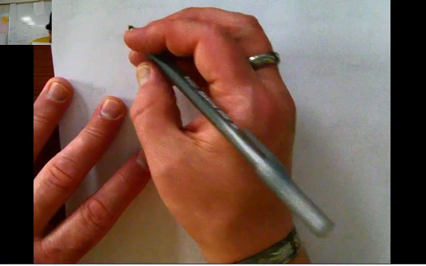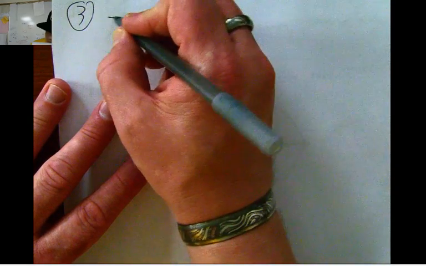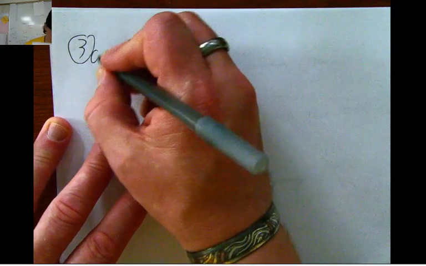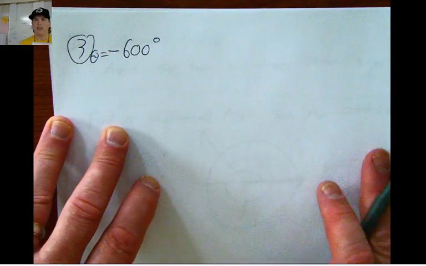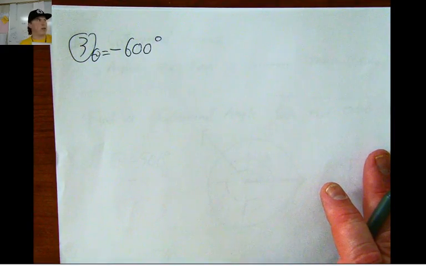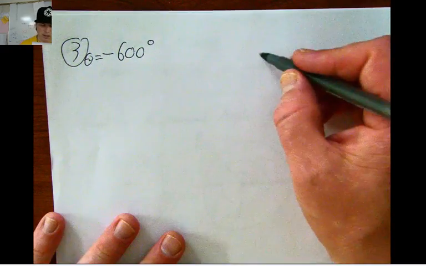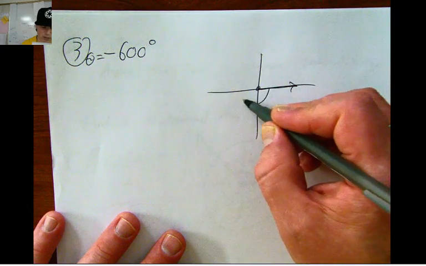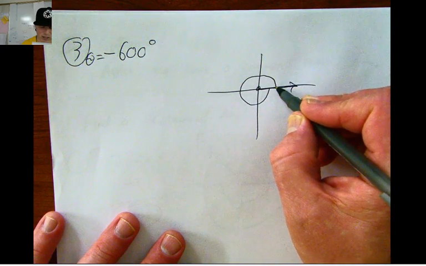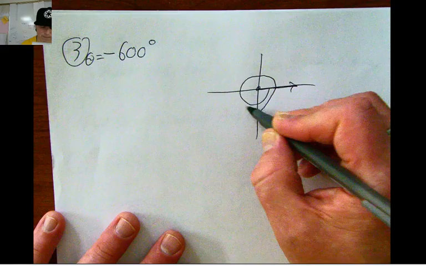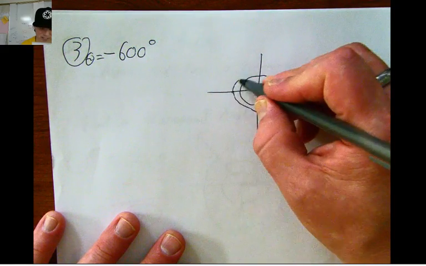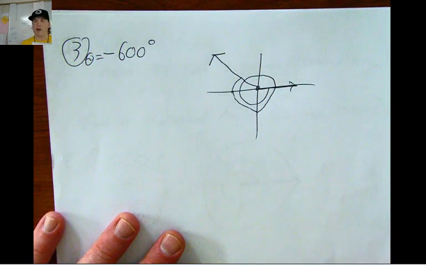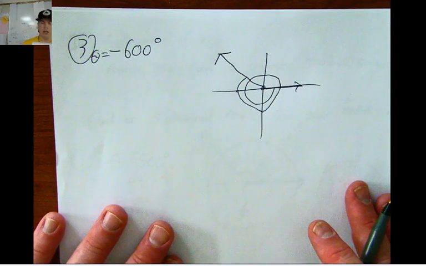Number 3, what if the angle is negative? So theta equals negative 600 degrees. Because it's negative, meaning the graph went clockwise. It went 360 degrees, and then 450, 540. So negative 600 must be somewhere around here. And that's if you're traveling in the negative direction.